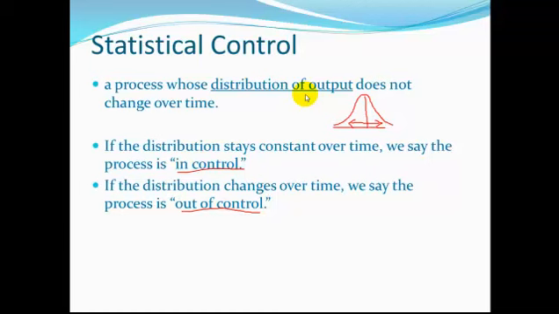And so even though I may see a different amount of soda in a 2-liter bottle, even though I may use a slightly different amount of glue on a cutting board, even though the individual observations may change, they may come from the same distribution. And what statistical control is talking about is the distribution itself. If the distribution stays the same, then we say our process is in control. If the distribution changes, it's out of control.